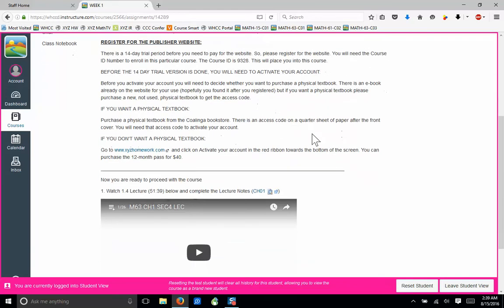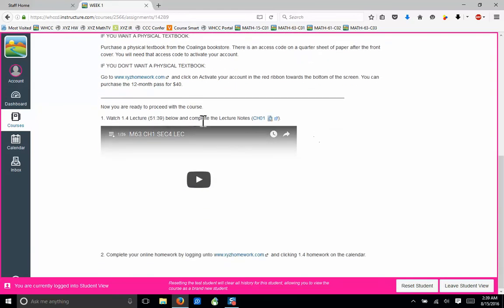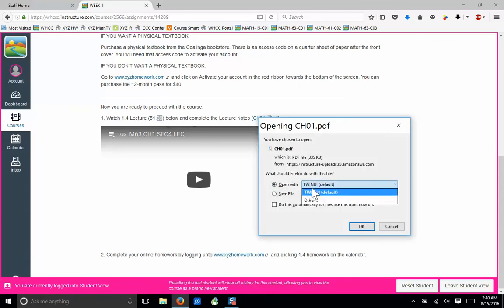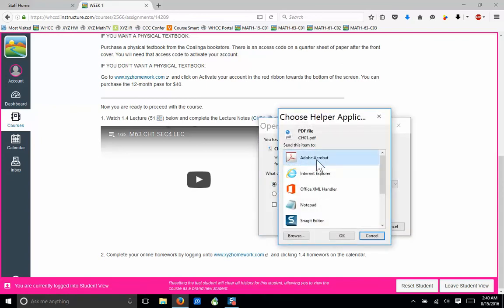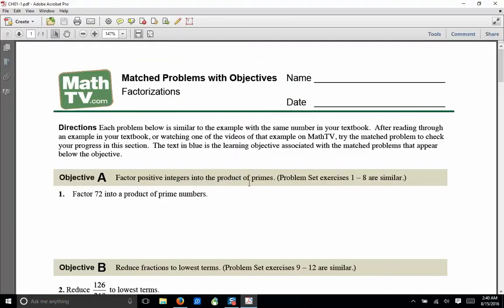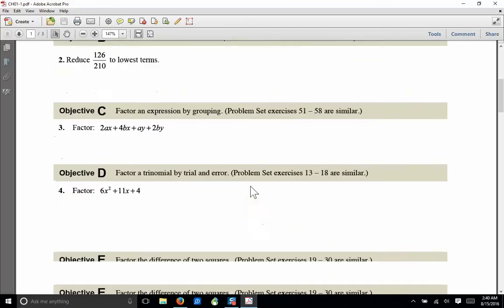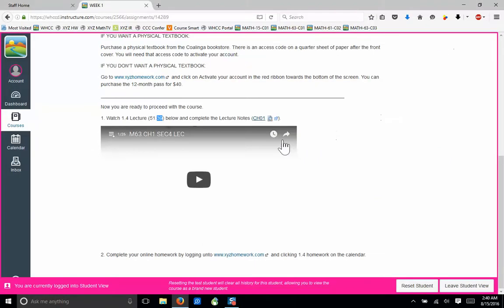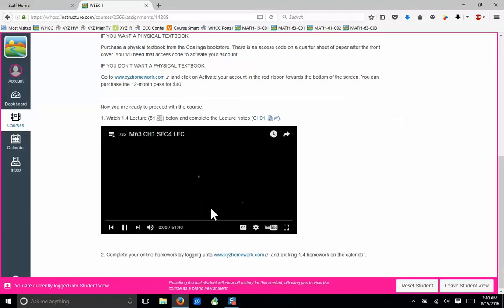Okay, underneath it, what you also need to do is watch the video lecture of 1.4. It's 51 minutes and 39 seconds. And here's your little lecture notes. So if you want to, click on that already. And what's going to happen? Hey, look at that, exactly what we're talking about. There's your Adobe Acrobat again. Click on that. Download this real quickly here, because that's going to be your lecture notes. Once that is downloaded, you can start.